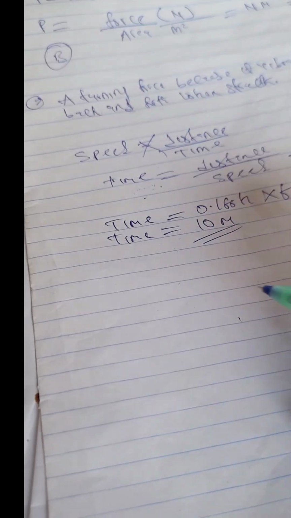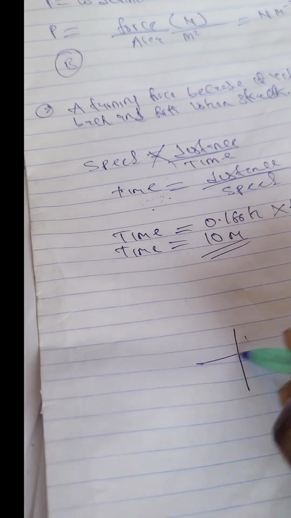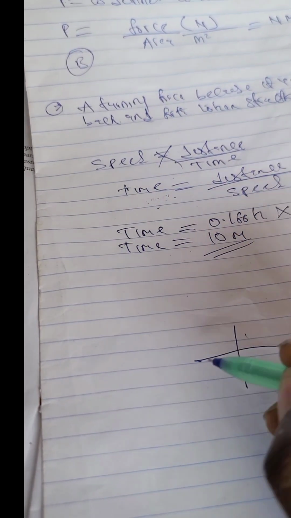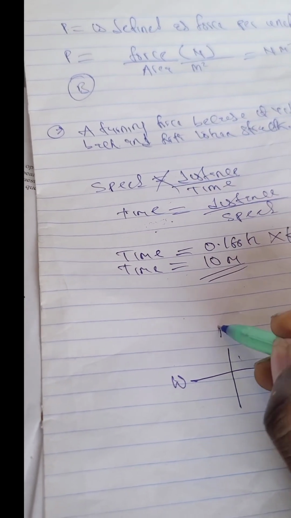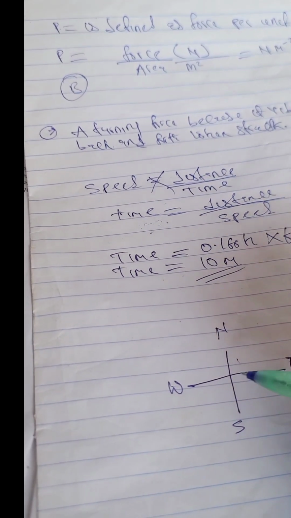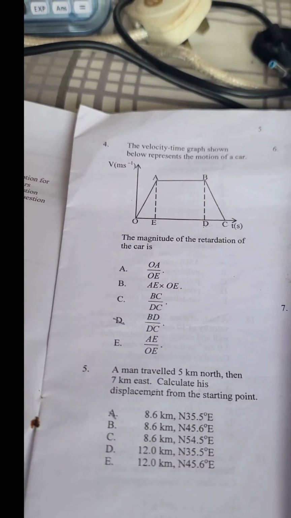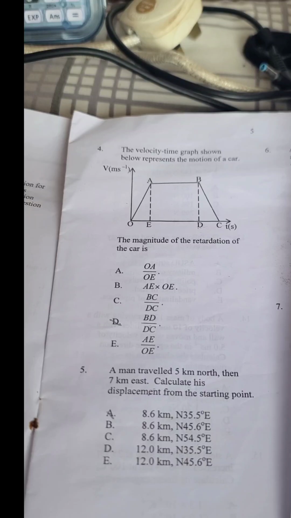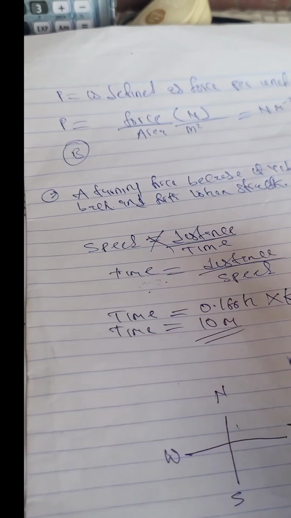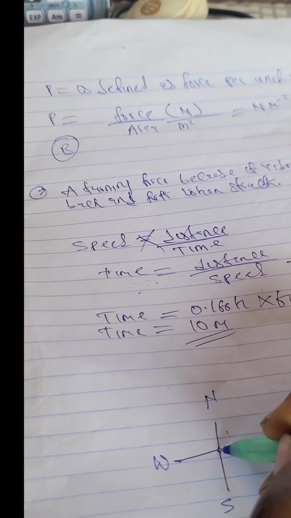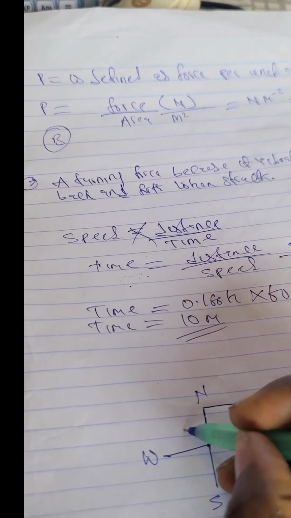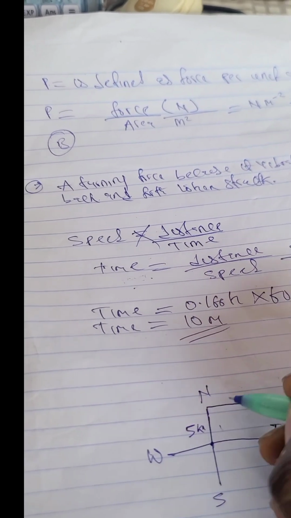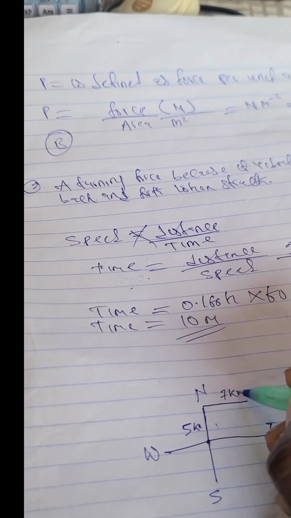So we have, draw your 4 cardinal points. You have your east, you have your west, you have your north, you have your south. So they said a man traveled 5 km north. So starting here, 5 km north, then 7 km east.